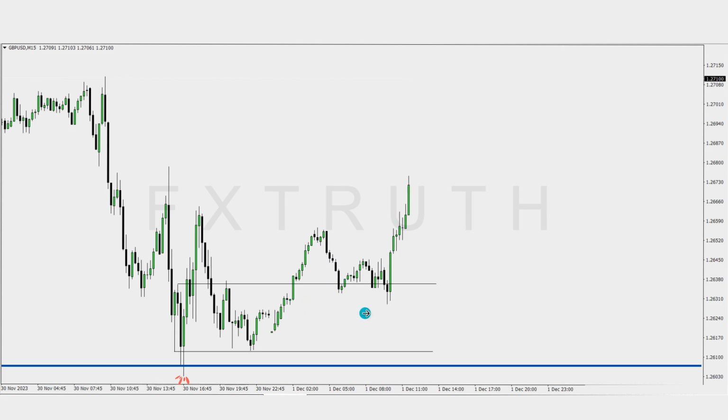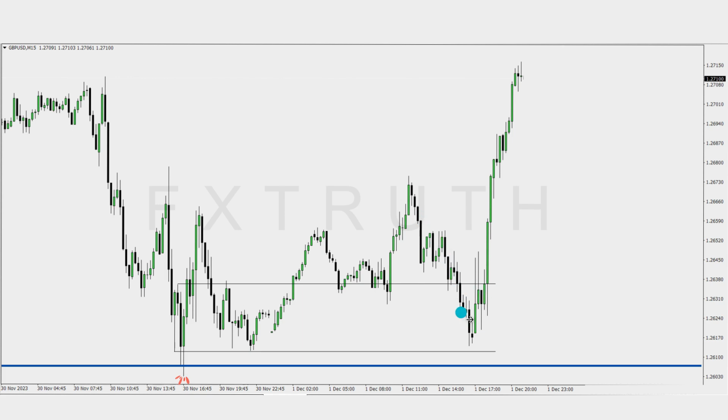But what was creating the support and resistance level? None other than this particular swing point area right here, this particular swing point zone. So you can see the way the swing point zone is acting as a support and a resistance zone in the marketplace. Good.